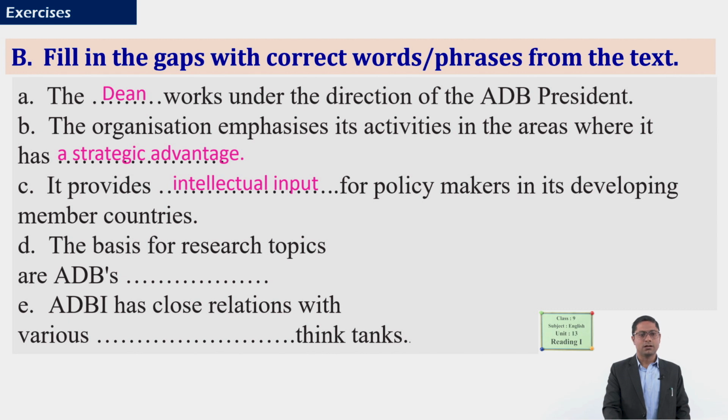That's good. Look at number D. The basis for research topics are ADB's blank space. Can you guess what will be there in the blank space? Okay. Priority sectors. The basis for research topics are ADB's priority sectors. Now, the last one, ADBI has close relations with various blank space think tanks. What might be there in the blank space? Can you guess? Yes, it is national and regional. So, ADBI has close relations with various national and regional think tanks. Now, let us move on to exercise C.